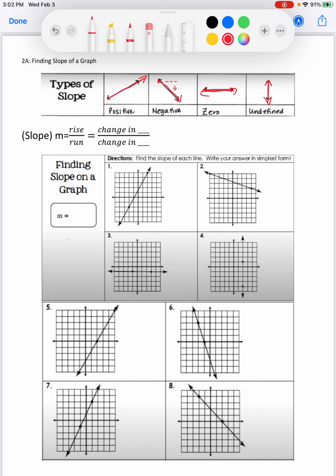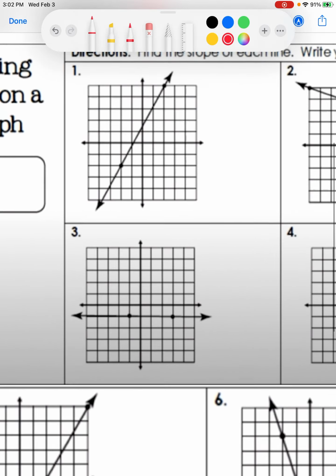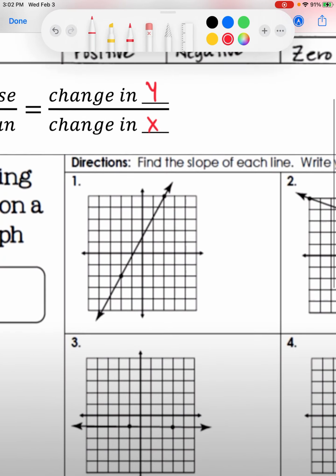So we talked about slope as rise over run, or the change in y over the change in x value. So the trick in this today is really being very careful when we're counting on our graphs.